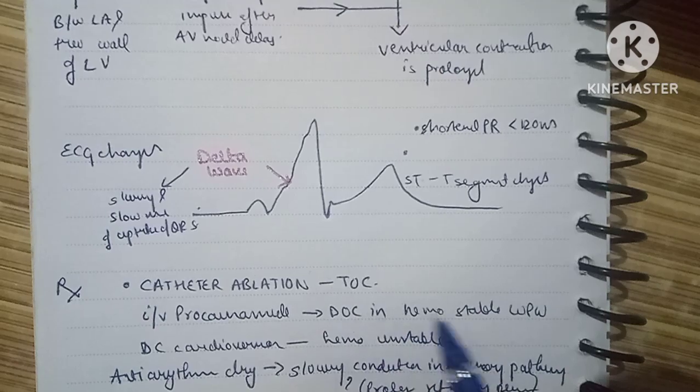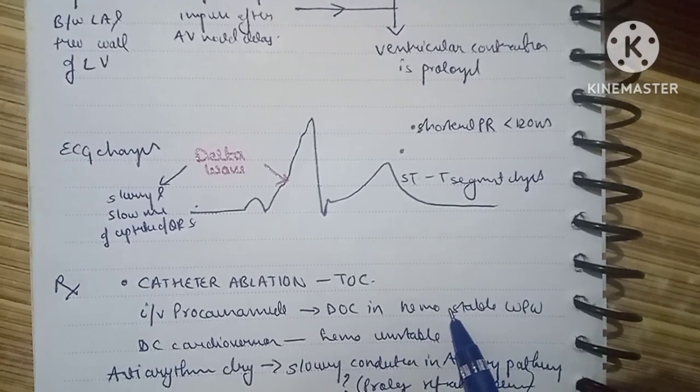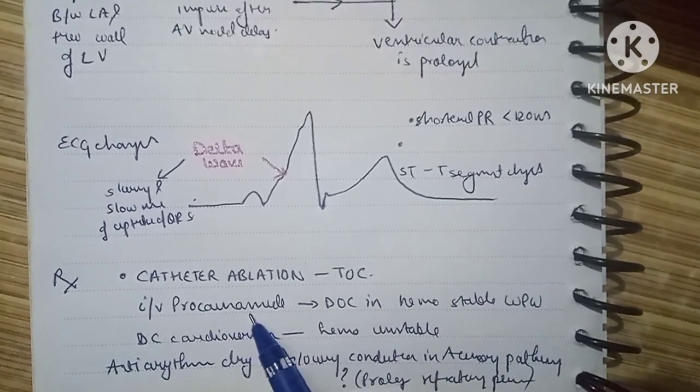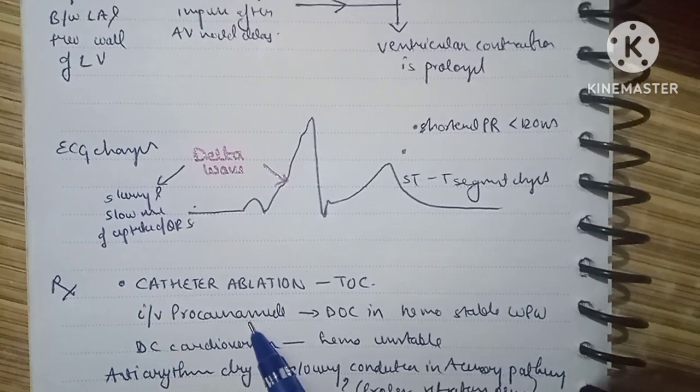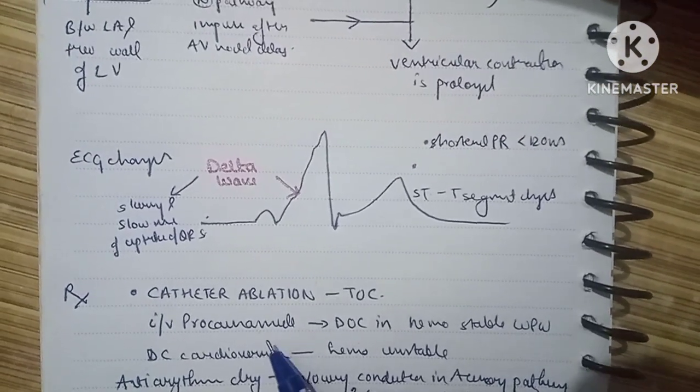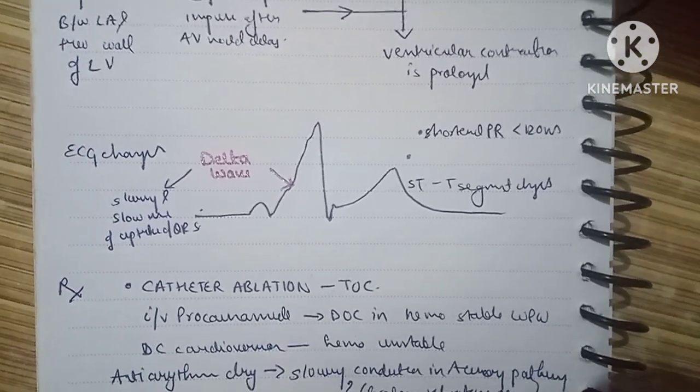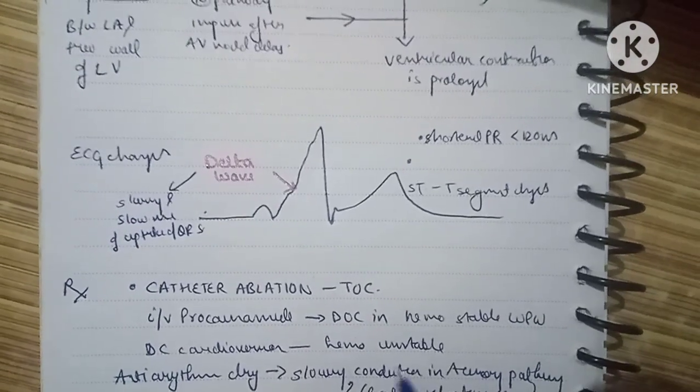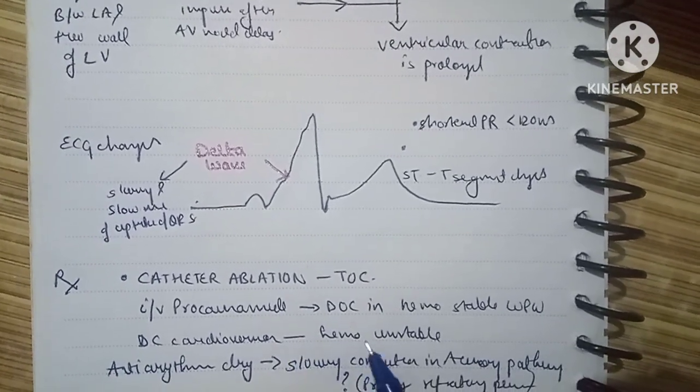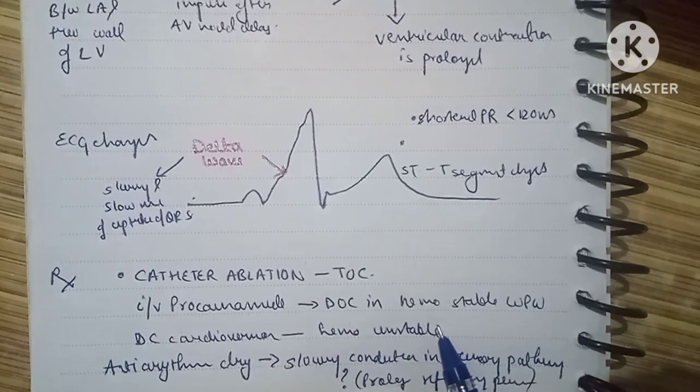The drug of choice for a hemodynamically stable patient of WPW syndrome is the antiarrhythmic IV procainamide. These slow the conduction through the tract. DC cardioversion is used in a hemodynamically unstable patient.